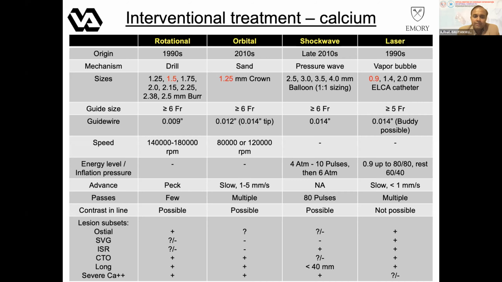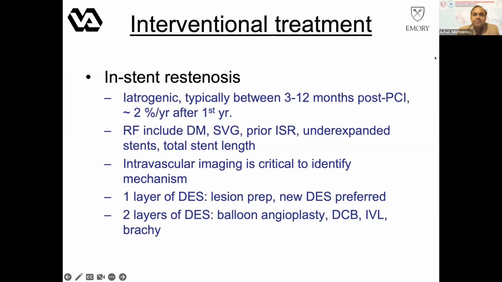If cost is a significant issue, you'll have to think about rotational atherectomy followed by balloon angioplasty. Specialty balloons like cutting balloons do have significant value in this scenario. In-stent restenosis is an iatrogenic disease. As interventional cardiologists, we can take pride that we created this disease, in-stent restenosis. It did not exist before interventional cardiology came around.